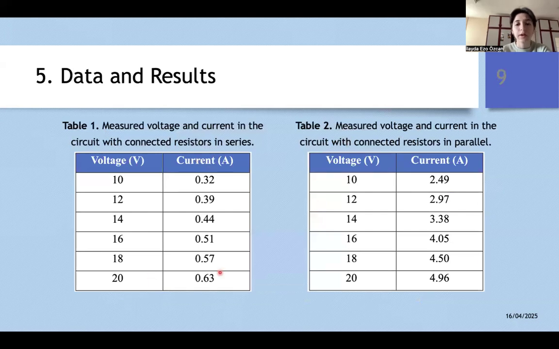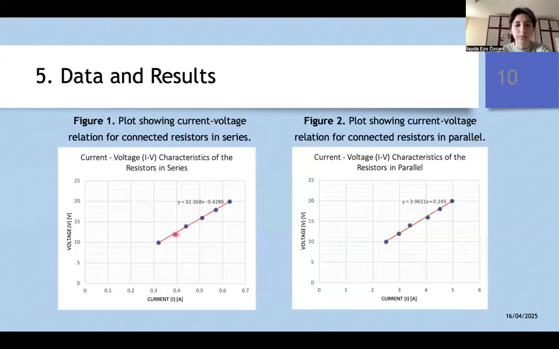So this is a table, and as you were expecting, the current in the series connection is measured lower than the current in the parallel connection. I also used these data points to show in a graph. So we have a y-axis of voltage and x-axis of current, and this is the same graph for the parallel connection. We have a lower current in the series and higher current in the parallel connection. And I also show the best fit line, and this is the best fit line equation.